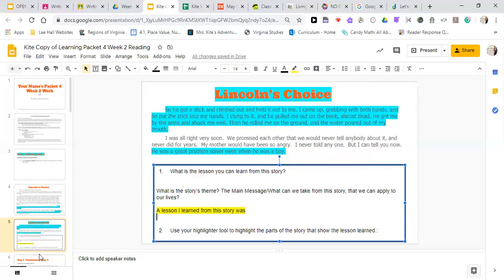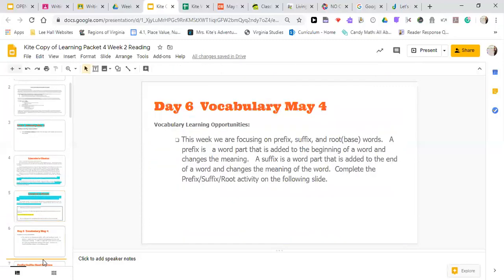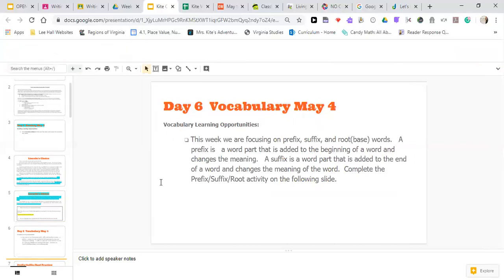All right, now we're going to move on to vocabulary for day 6. This week we are focusing on prefix, suffix, and root or base words. A prefix is a word part that is added to the beginning of a word and changes the meaning. A suffix is a word part that is added to the end of a word and changes the meaning of the word. Now we're going to complete the prefix, suffix, root activity on the following slide. Before I do that, I'm going to see if I can come over here.